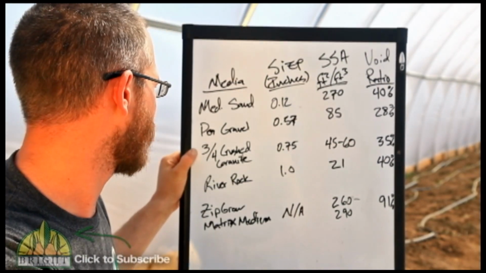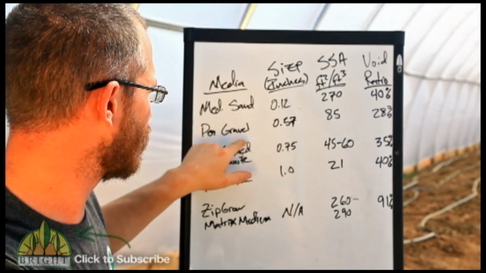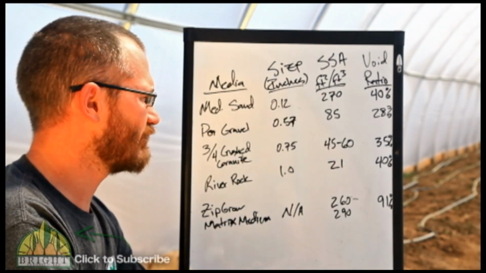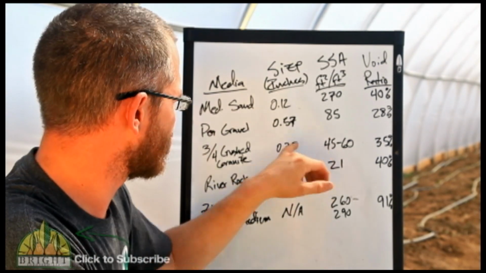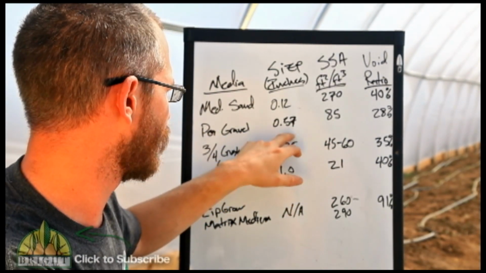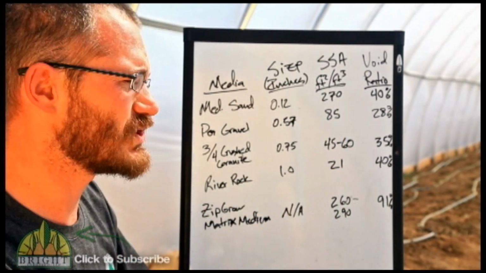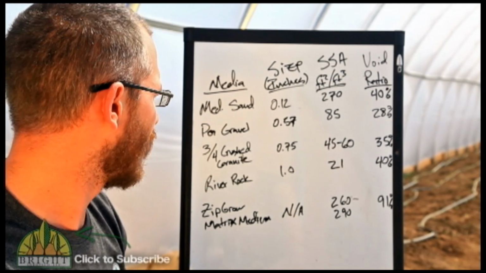So, 3/4 inch crushed granite. But let's just run through these numbers real quick. For pea gravel, this would be somewhere in the 1/4 to 1/2 inch size. You see this one's about 1/2 inch, and these are usually roughly round. We have a specific surface area of 85 square feet per cubic foot of pea gravel.